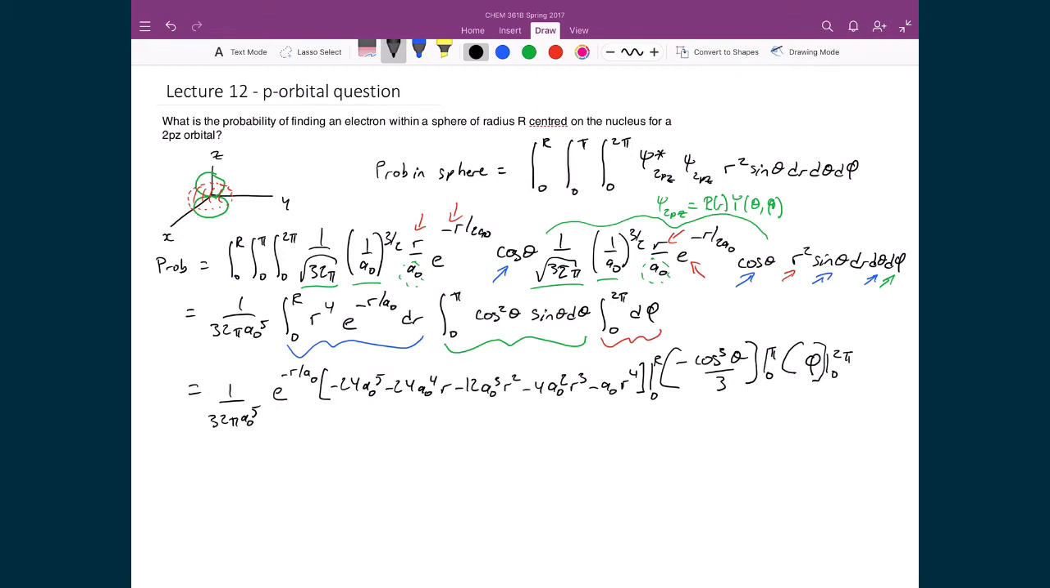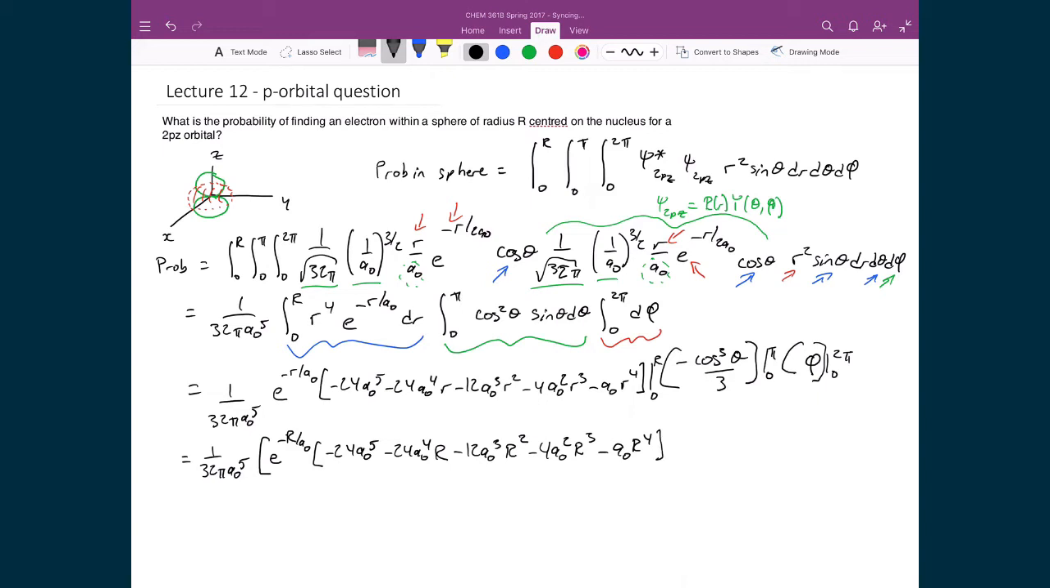All that's left to do now is just to apply the fundamental theorem of calculus. So here we've got 1 over 32 pi a naught raised to the power of 5. We have this term in terms of r, and so we have e to the negative capital R over a naught times minus 24 a naught raised to the power of 5 minus 24 a naught raised to the power of 4 times capital R minus 12 a naught cubed capital R squared minus 4 a naught squared capital R cubed minus a naught capital R raised to the power of 4.